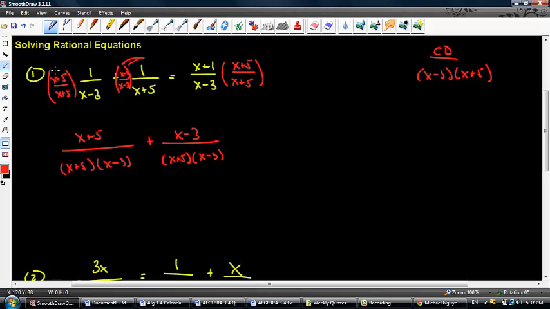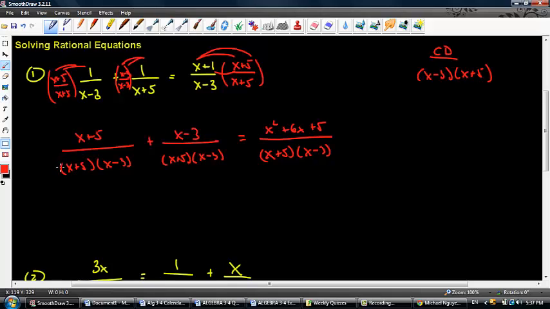This is just distributing all this stuff. And that's going to equal x plus 5 times x minus 3. And this thing I'm actually going to have to FOIL. So this is x squared, and this is 5x and 1x, so that's 6x plus 5.